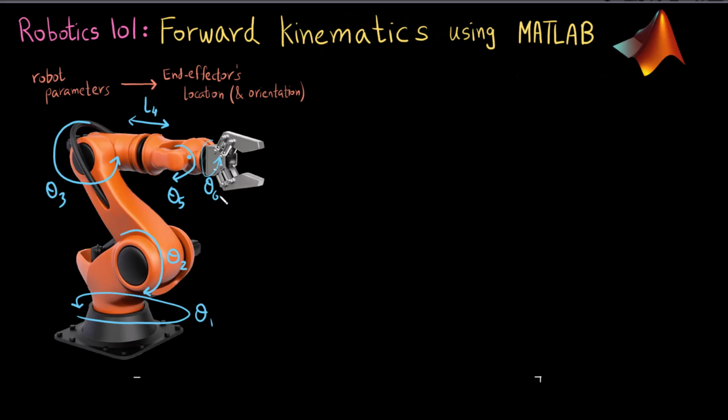Since there are 6 parameters which define the end effector location and orientation, hence we call this robot a 6 degrees of freedom robot. Right? 6 degrees of freedom because there are 6 independent parameters that can be controlled.